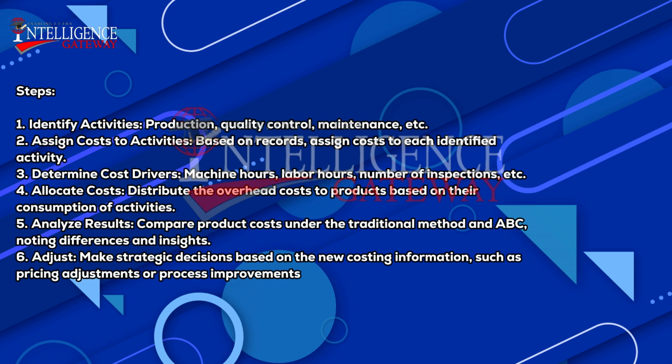5. Analyze results. Compare product costs under the traditional method and ABC, noting differences and insights. 6. Adjust. Make strategic decisions based on the new costing information, such as pricing adjustments or process improvements.